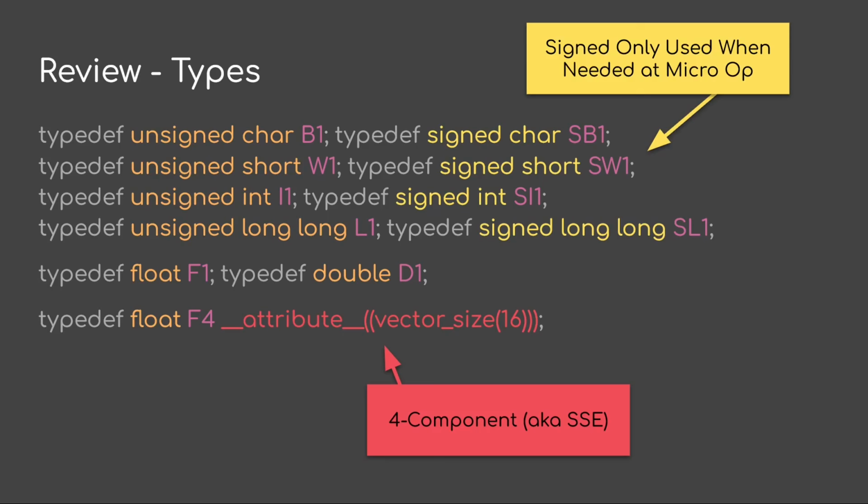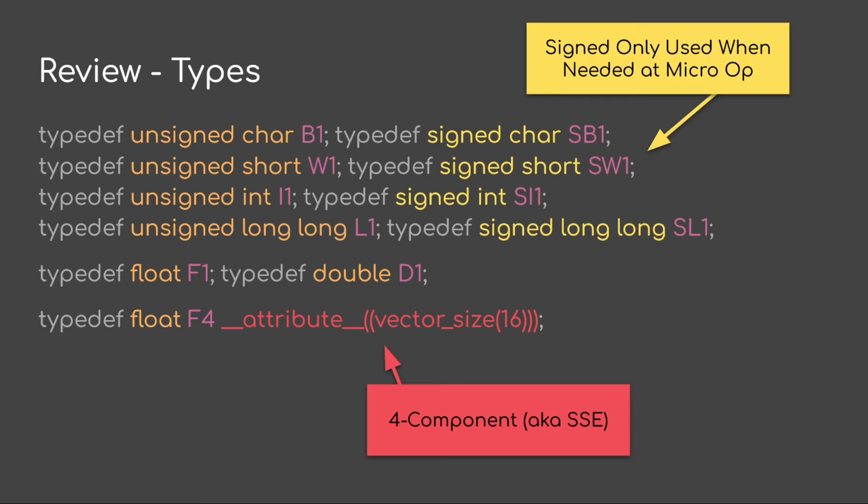Here's a review of how I like to do types. I set up a bunch of typedefs. I use signed only at the micro-op when I actually need it. Otherwise, I default to unsigned. My typedefs always start with one character, the type: B for byte, W for short, I for int, L for 64-bit, F for float, D for double, followed by the number of components.